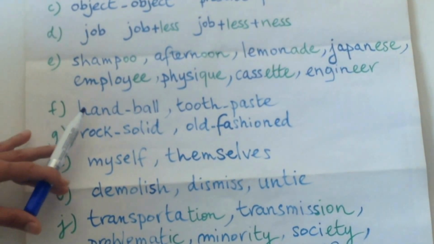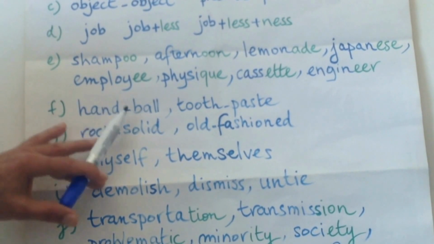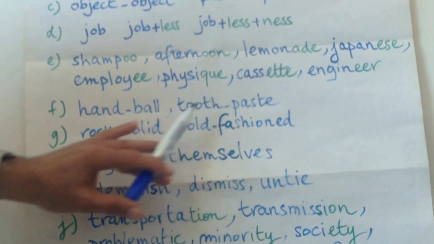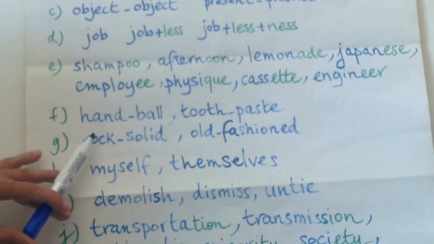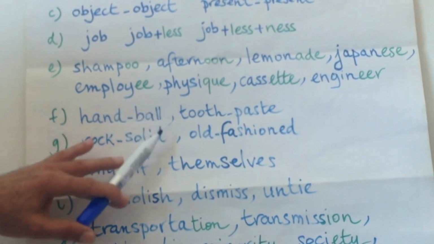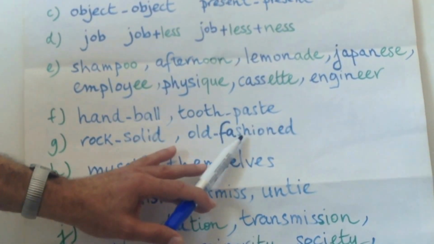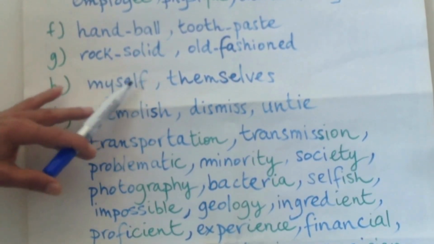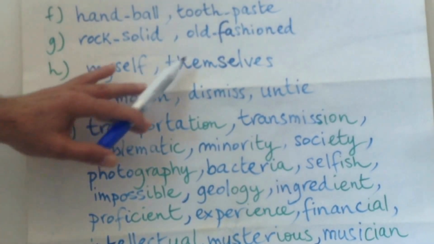In compound nouns, stress is on the first part: handball, basketball, toothpaste, toothbrush. In compound adjectives, stress is placed on the second part: rock solid, old-fashioned. With reflexive pronouns, the second syllable usually takes the stress: myself, themselves.